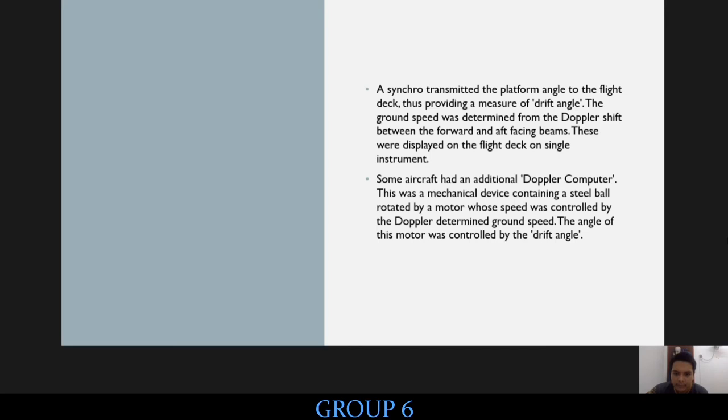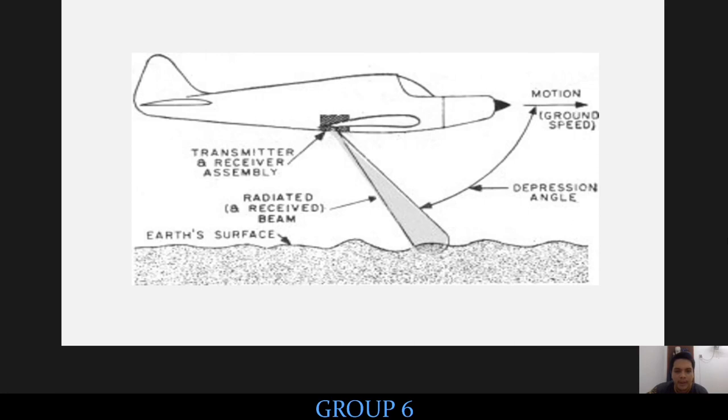Some aircraft had an additional Doppler computer. This was a mechanical device containing a steel ball rotated by a motor whose speed was controlled by the Doppler determined ground speed. The angle of this motor was controlled by the drift angle. This is an example of the Doppler navigation system. The transmitter sends the signal to the Earth's surface, and the signal bounces back and is received by the receiver.